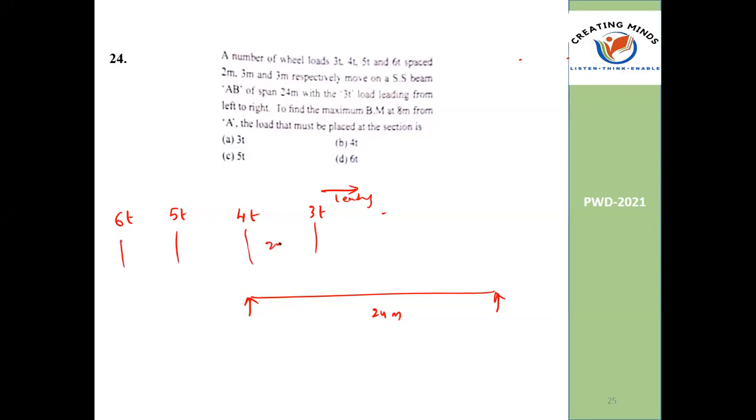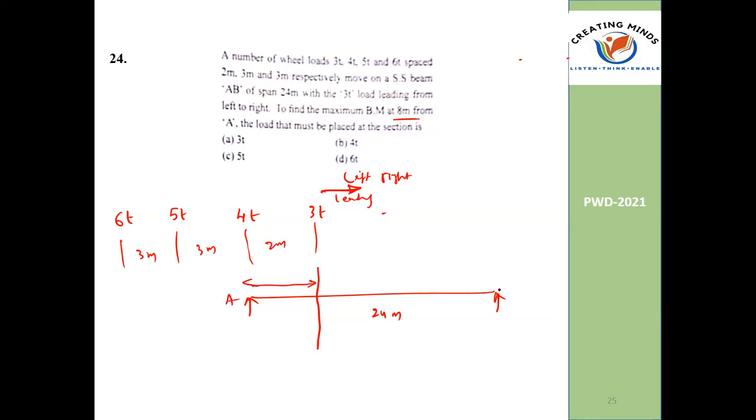Spacings are 2 meter, 3 meter, 3 meter. Okay. And 3 ton is leading and the beam is moving left to right. Find the maximum bending moment at 8 meter from A. See, the given section is 8 meter.